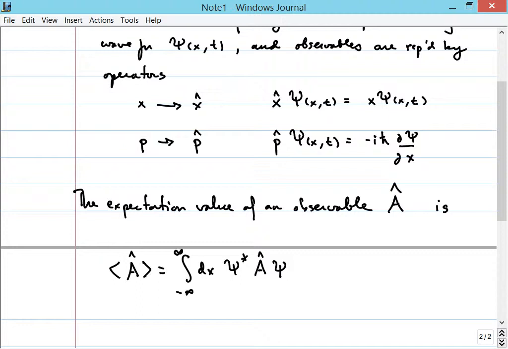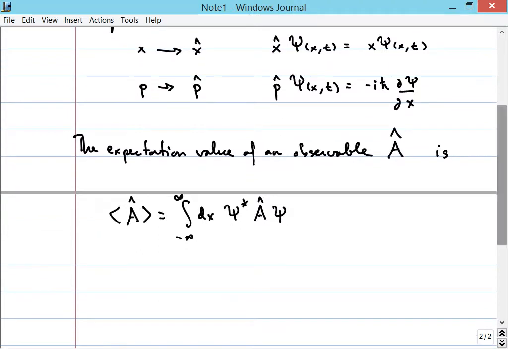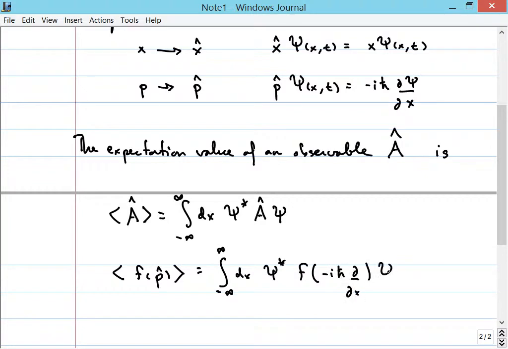So that, for example, if you wanted to compute the expectation value of not p, but some function of p, say p squared or p cubed or p to the 12th or something like that, then what you would do is you integrate dx of psi star times that function of the differential operator times psi. Now, usually you're used to thinking of functions of variables, not functions of operators. But if you think of everything in terms of a Taylor expansion, then it should be clear what I mean by the function of an operator.